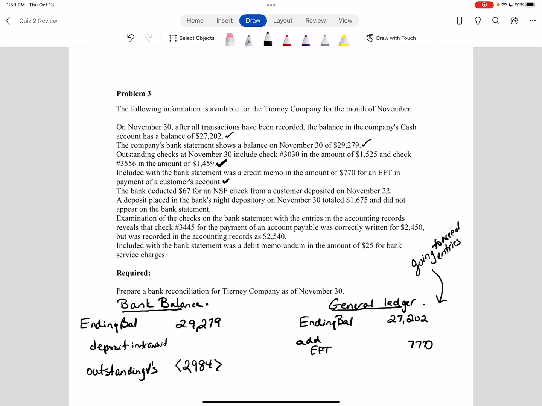The bank deducted $67 for a non-sufficient funds check from a customer that had deposited. What that means is that we had deposited a check from a customer, right? We thought we'd have that cash. The check bounced. So the bank says, no, that check bounced. We're going to take the money back out of your account. So they're going to take that NSF check out, right? So we're going to have to update our books for that as well.